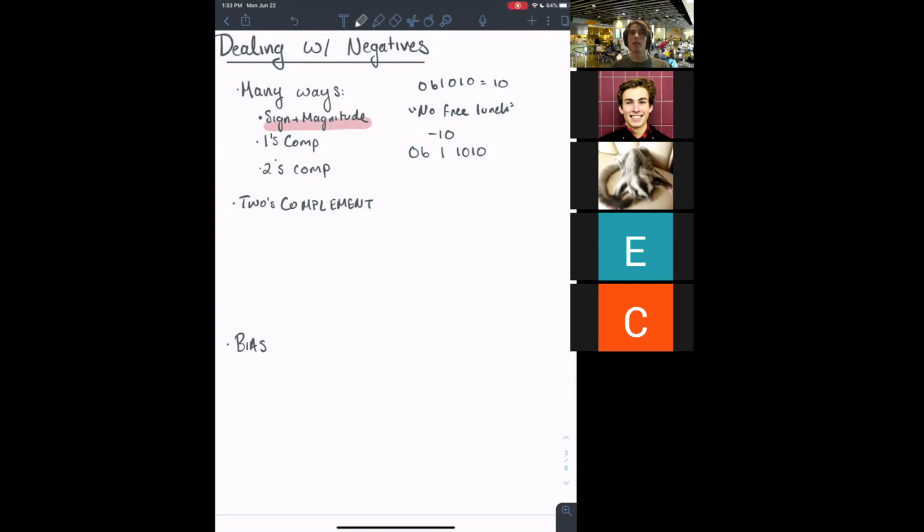And when we're working under this convention, we just accept that the first bit of any value is going to be our sign. So if it's a 0, it's positive. If a 1, it's negative. So this sounds pretty good. Does anyone see any potential issues with this representation?